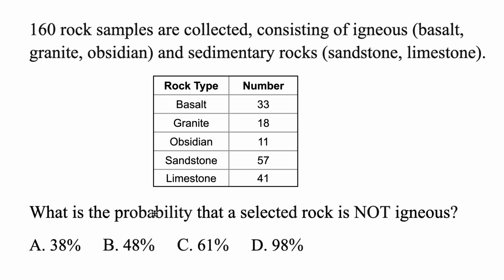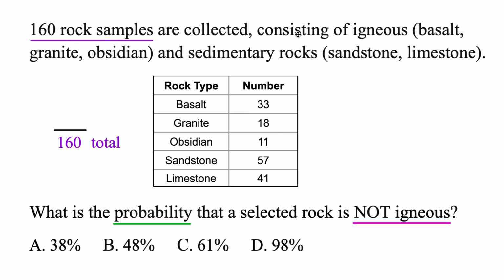You may have to find the probability of something not happening. Let's check it out. What is the probability that a selected rock is not igneous? They don't tell us anything about igneous here, so you may have to read a little bit. 160 rock samples are collected. Let's pause here because this one sounds like the total. Let's do our fraction, put the total on the bottom, 160 down there.